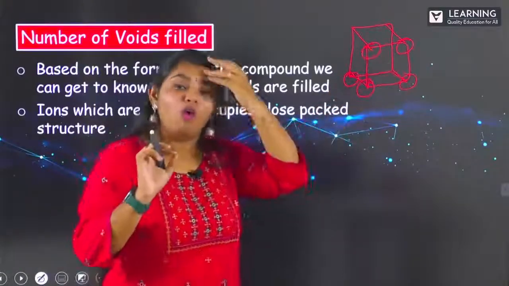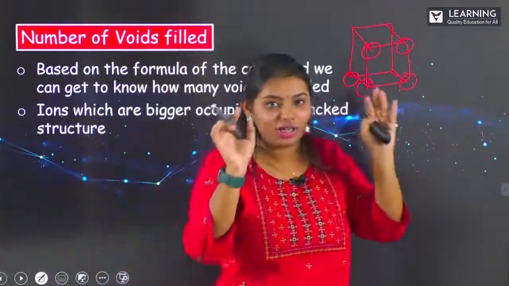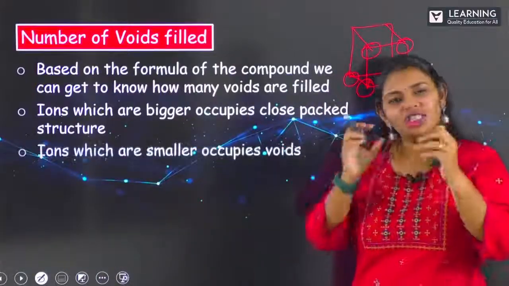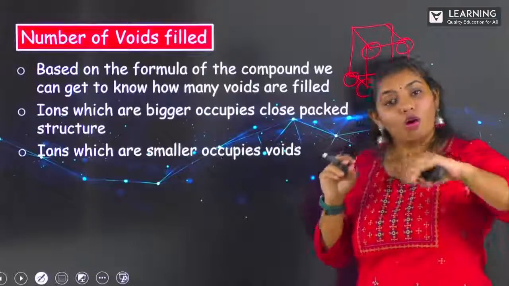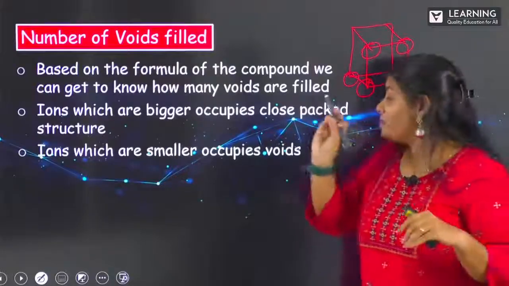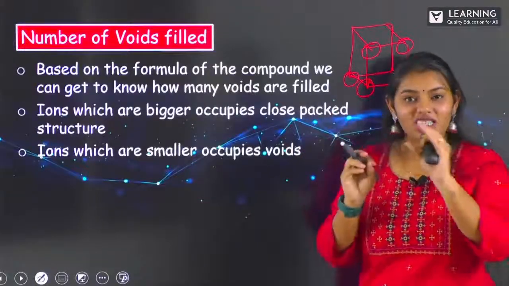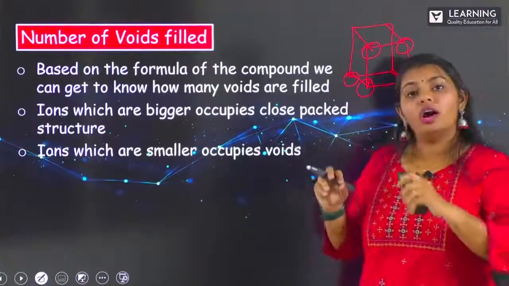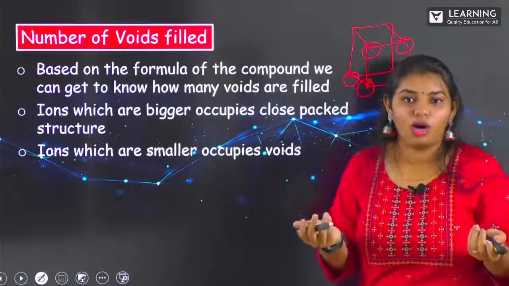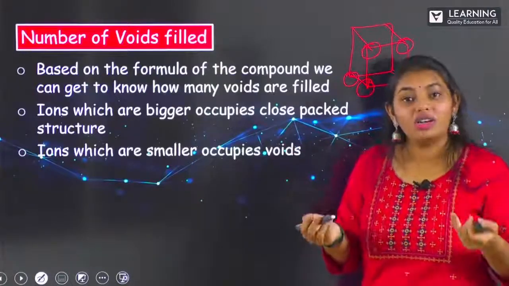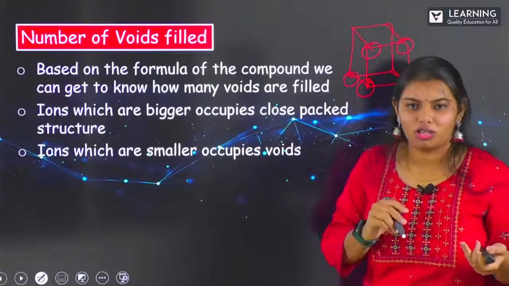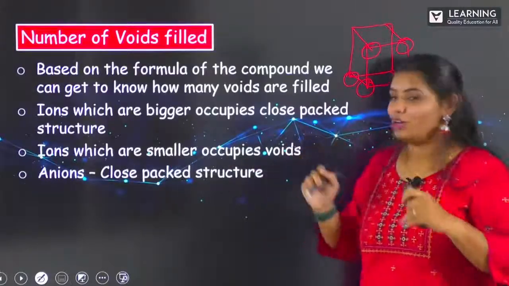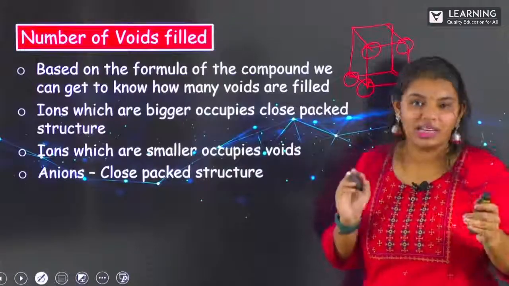Now, what covers the voids? We know what is covering the spheres. What exactly covers the voids? Those are the ions which are smaller in size. The smaller ones cover the voids, and the bigger ones cover the close packed spheres. Now, we have to understand how the different kinds of voids are filled and by what kind of ions. Anions are the ones which are bigger in size.